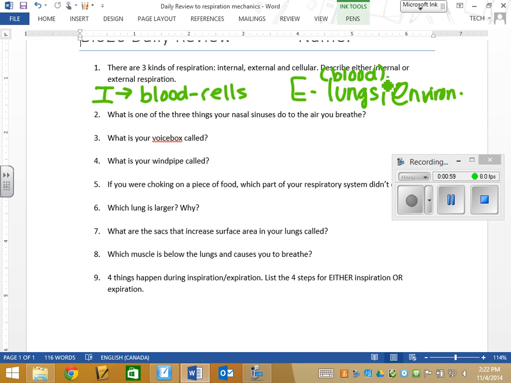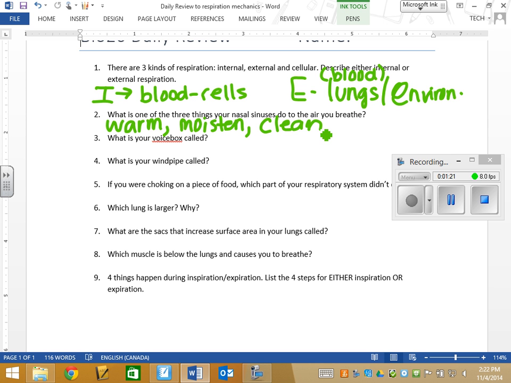Now, question number 2 asks, what is one of the 3 things your nasal sinuses do to the air that you breathe? So your choices are warm it up, moisten it or humidify it, and clean it. So your nasal sinuses make the air warmer, more humid or moister, and cleaner.